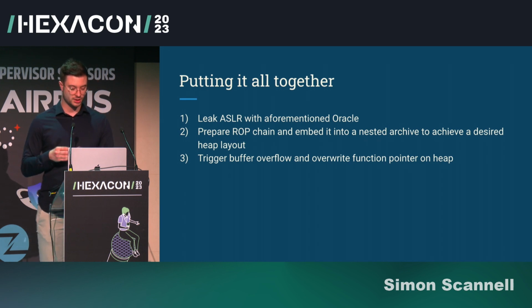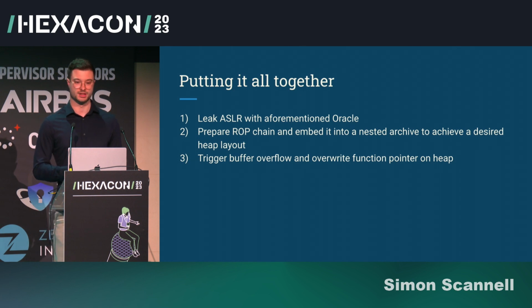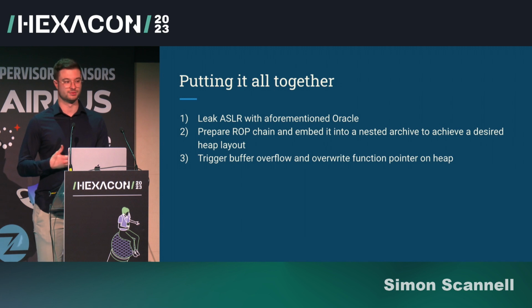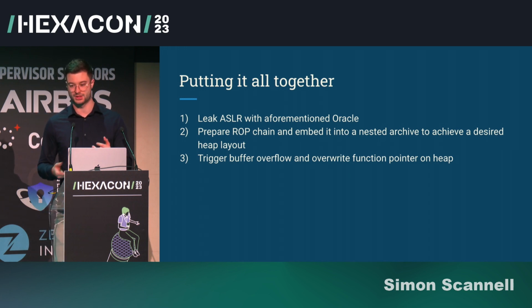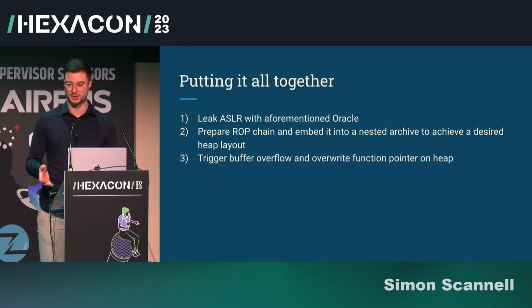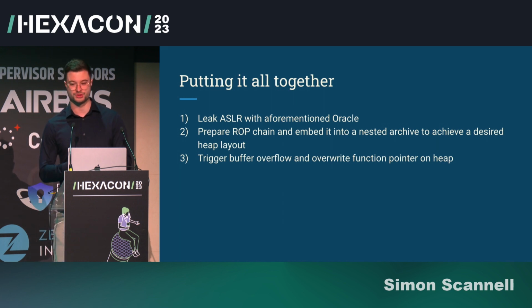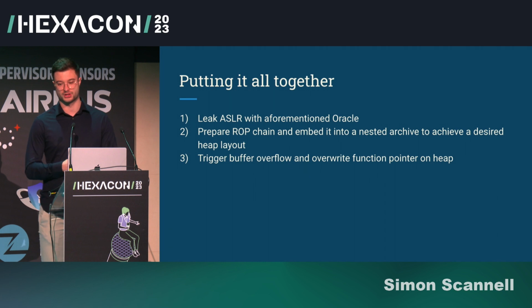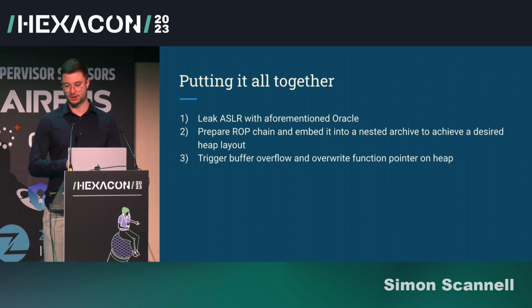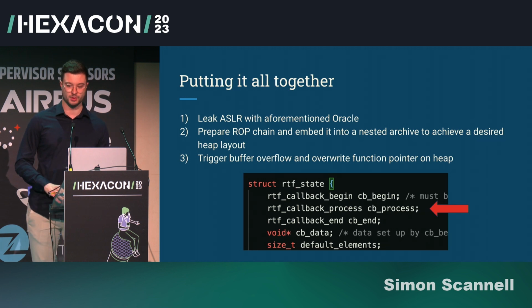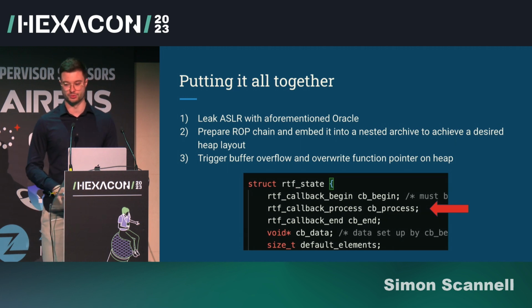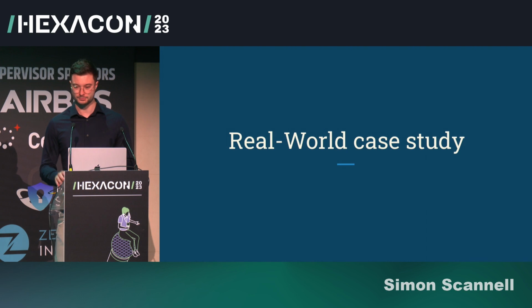So let's put it all together. We leak ASLR with the oracle that we discussed earlier. And then we prepare a ROP chain. From here on out, it's fairly standard, so I don't want to go into too much detail about this. Then we need another heap room in order to overwrite a function pointer, but it was a very similar heap room, actually. Then we trigger the buffer overflow and overwrite the function pointer on the heap. And funny enough, we will just overwrite the exact same function pointer that we leaked earlier.